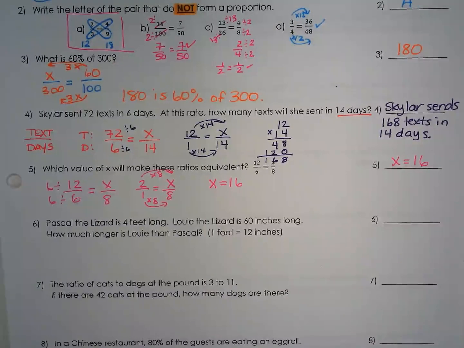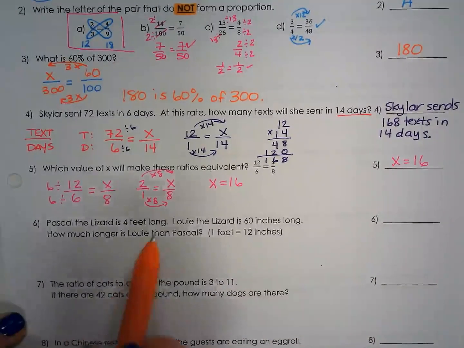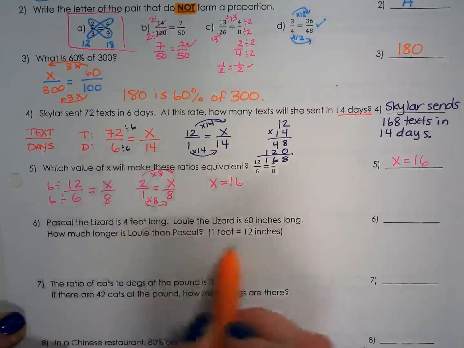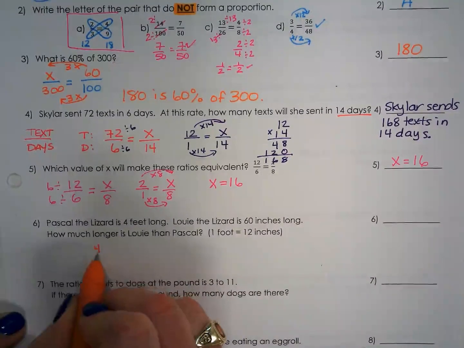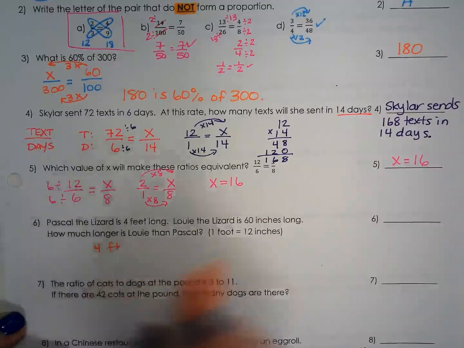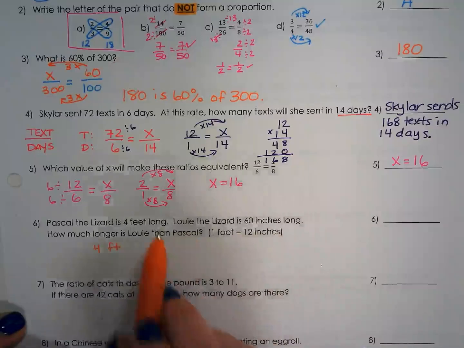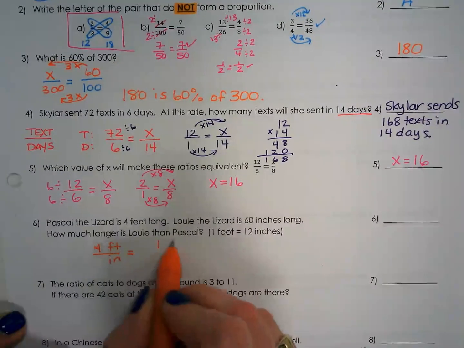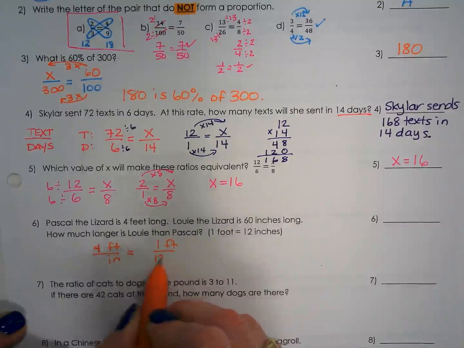All right, Pascal the lizard is 4 feet long. Louis the lizard is 60 inches long. We want to know how much longer Louis is than Pascal. All right, well, Pascal is 4 feet long, but we need to find out in inches because we're trying to compare inches to inches. So we don't know his inches yet. We're going to figure that out. But it does tell me that 1 foot equals 12 inches.